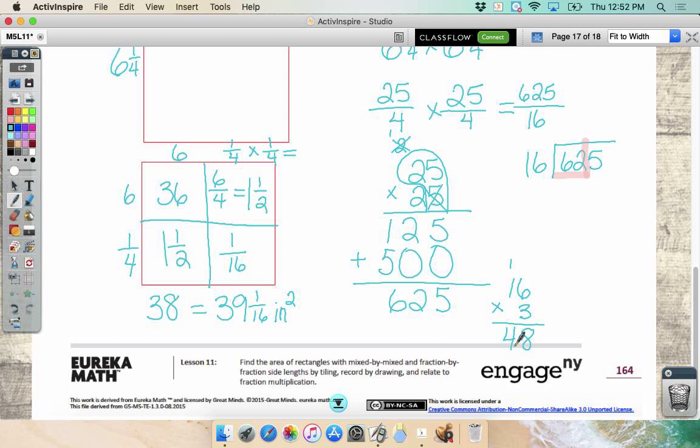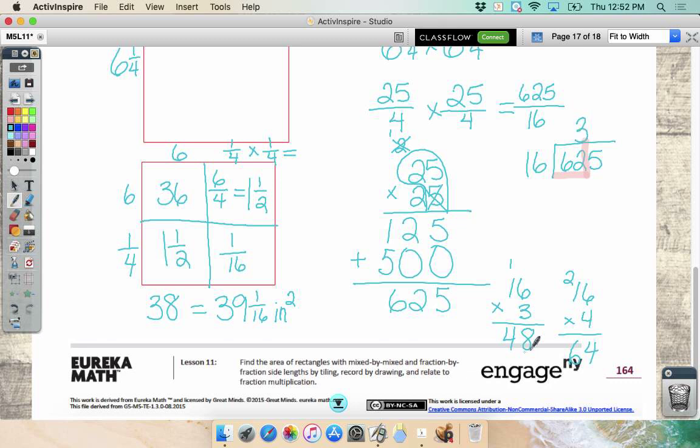Let's try another one, if we did another 16 times 4. Let's try the 4. Okay? Just try the 4 for me. I'm trying to teach you something. 6 times 4? 24. Okay, so that's closer, but is it too big? Yes. All right. So we're going to use the 3. Where do I write the 3? Above the 2.